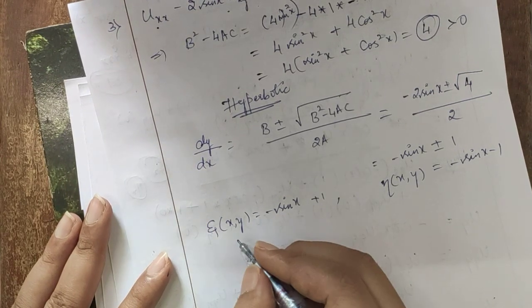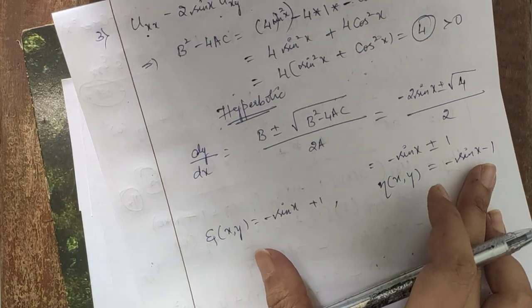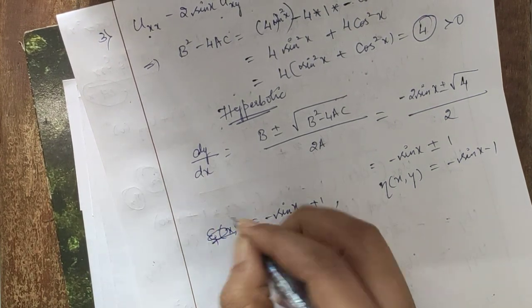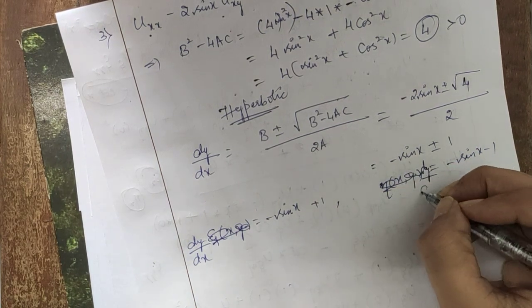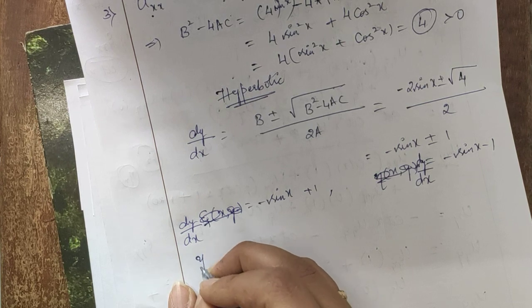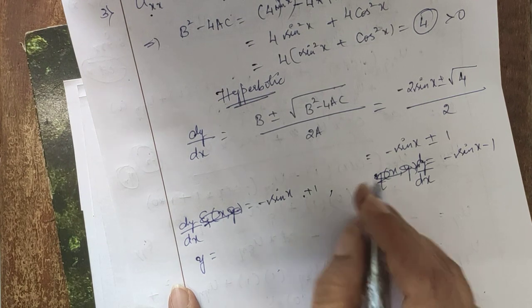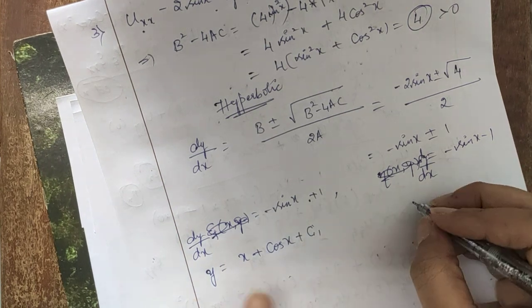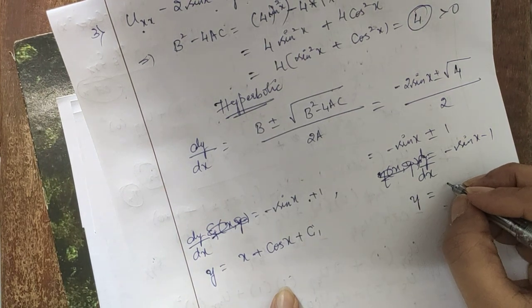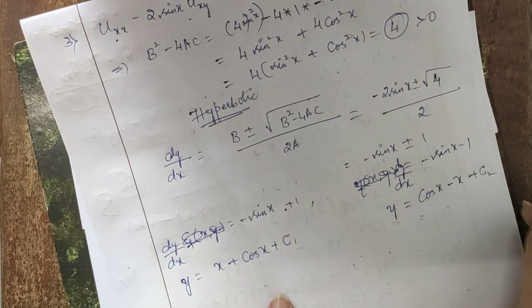So find out the value of C1 and C2. To find out the value of C1 and C2, we have to integrate these two terms, right? Sorry, this is dy by dx. After integrating, we will call that function as eta and xi. So you will get y is equal to, we have to integrate this now. So you will get x plus cos x, some constant C1. Here y is equal to cos x minus x plus some constant C2.